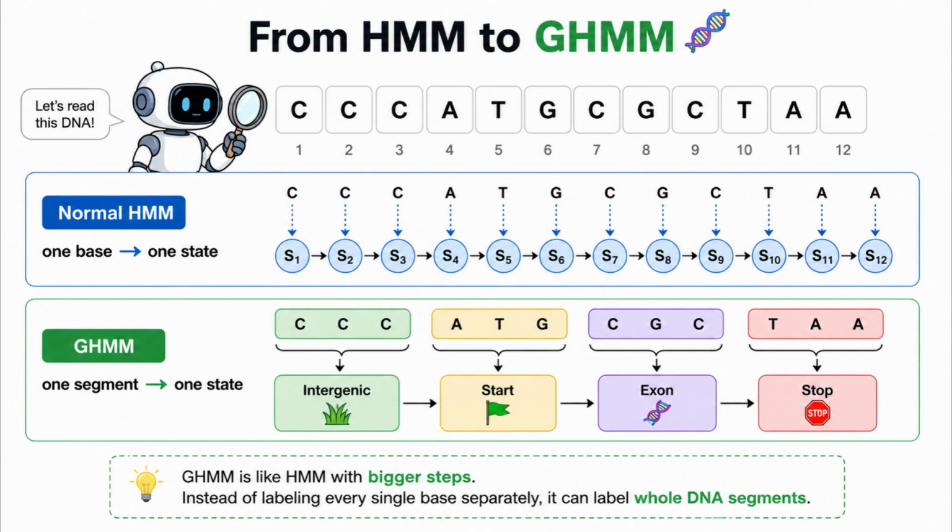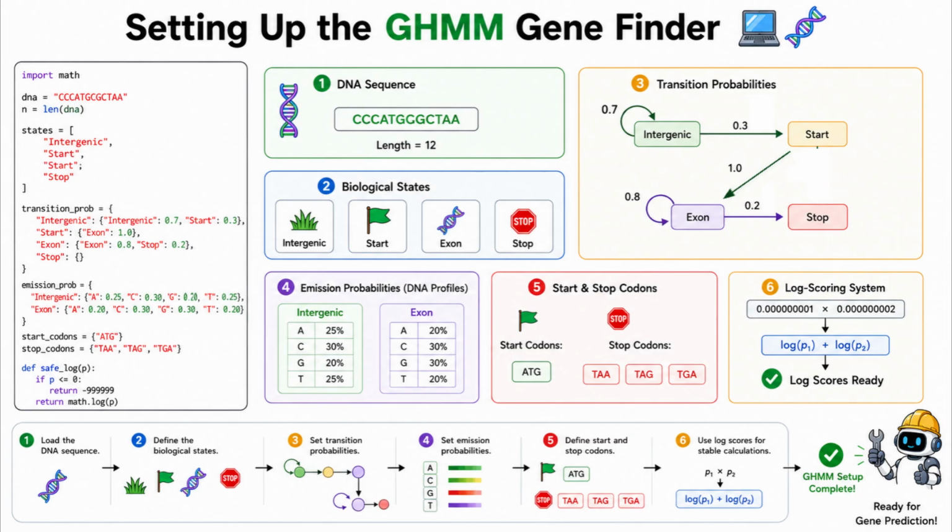GHMM is like HMM with bigger steps. Instead of labeling every single base separately, it can label whole DNA segments. Before we can predict genes, we must build the GHMM.